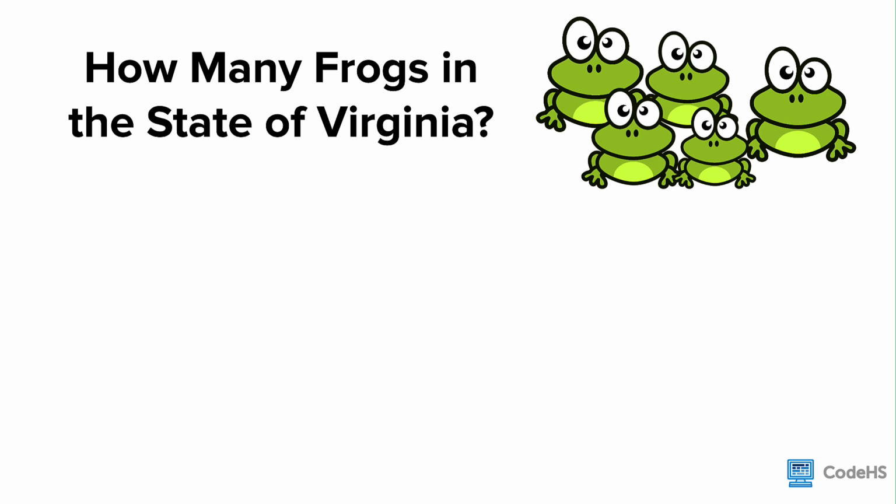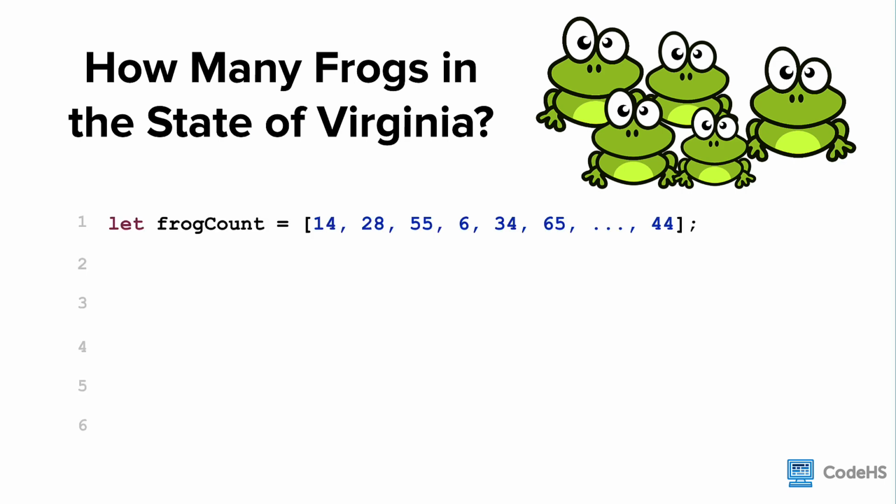Suppose we work for a team of biologists, and they want to know how many frogs live around ponds in the state of Virginia. To do this, they've counted the number of frogs at each pond across the state, and have saved the data in an array shown here. Each element represents the number of frogs at a particular pond. And for simplicity, let's say there are a total of 1,000 ponds.